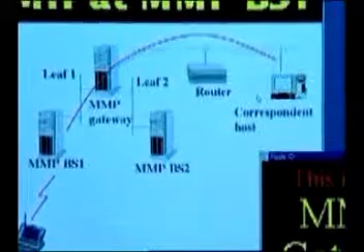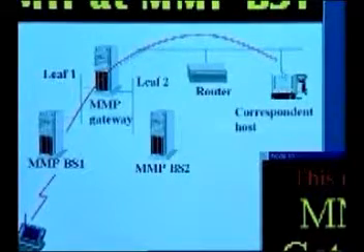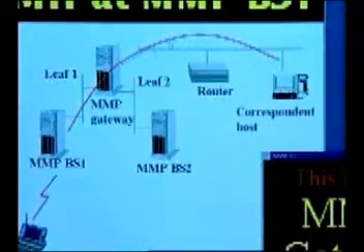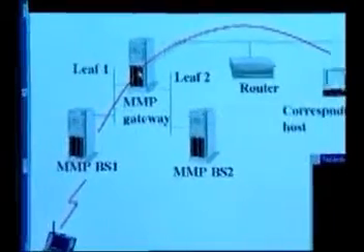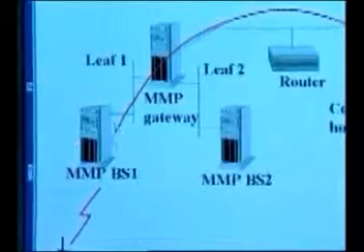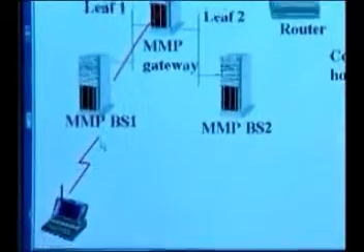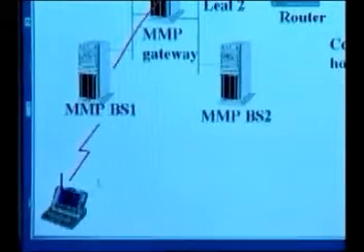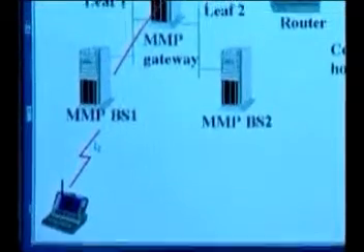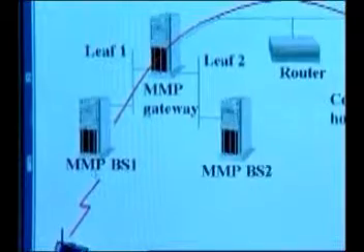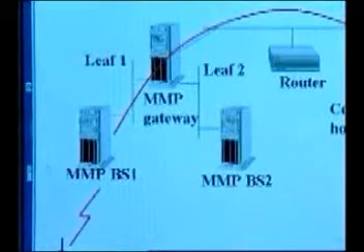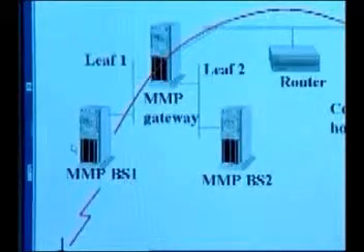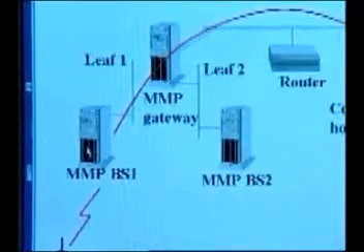How are packets getting from the correspondent host to the mobile host? From the correspondent host, they take this route indicated in red through the MMP gateway down to MMP base station 1 and then out over the wireless link to the mobile host. The difference between this and mobile IP, as you may recall, is that within this MMP domain, routing is done using routing caches rather than standard IP routing.